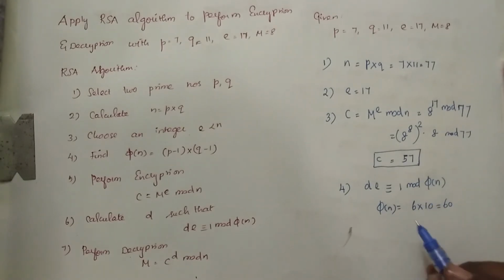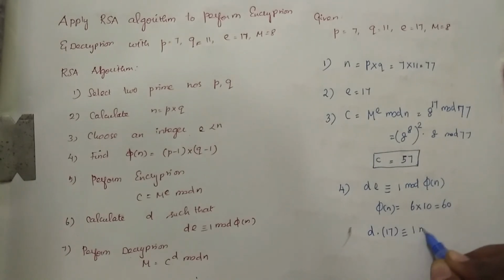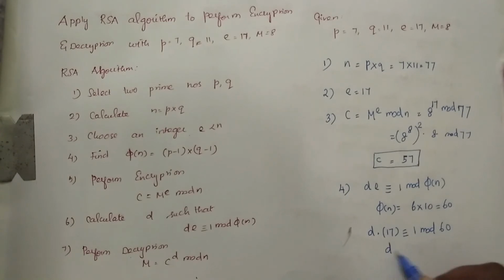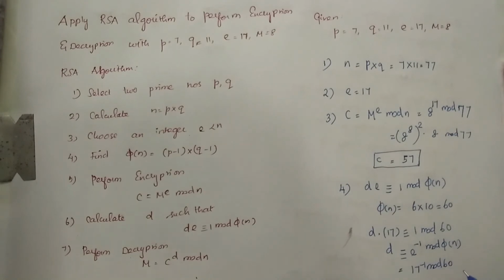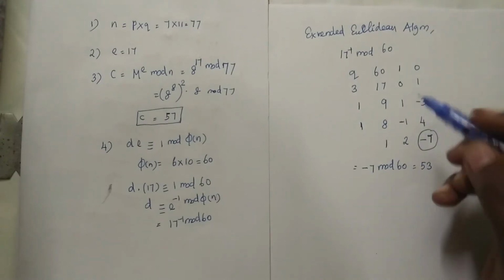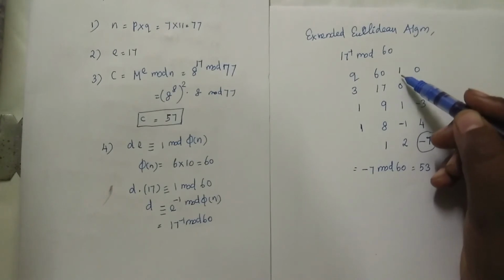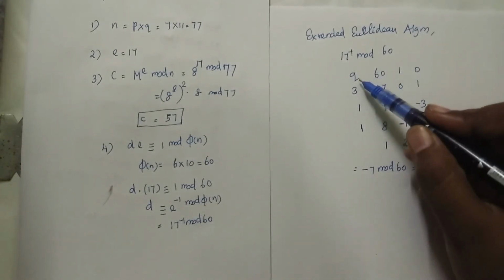Apply this value here. So D into 17 is congruent to 1 mod 60. Then the value of D can be written as E inverse mod phi of n, so 17 inverse mod 60. To calculate the value of 17 inverse mod 60, we need to apply the extended Euclidean algorithm. According to this algorithm, we write the maximum number first and the minimum number second, and we write 1, 0, 0, 1 and Q here.